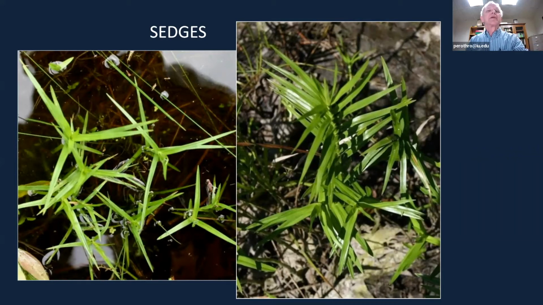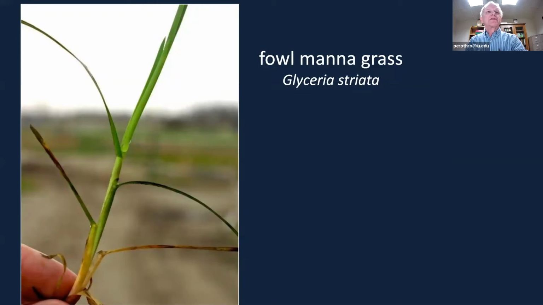Because the sedge stem has three faces, the leaf blades are often arrayed in three rows, as nicely demonstrated by both of these photographs looking down from the top or somewhat laterally along this plant's stem. In contrast, the leaves in grasses are arranged in two rows, such as in the foul manna grass, or perhaps are arranged in a spiral around the stem.